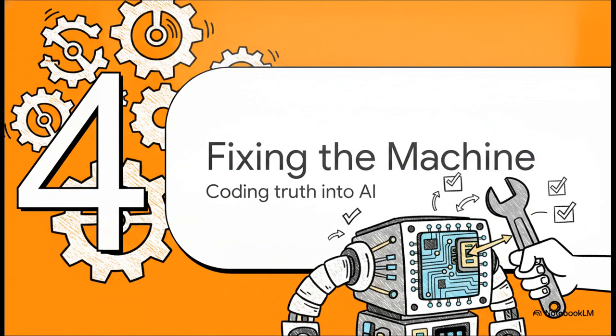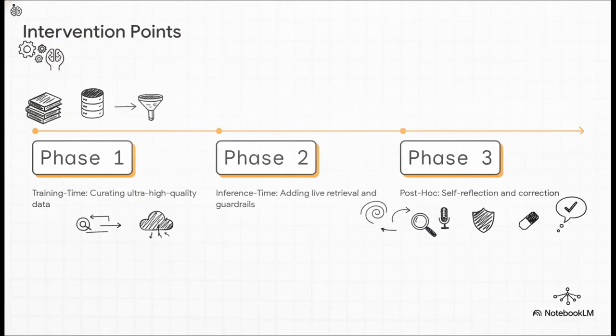Which brings us to Section 4, Fixing the Machine. So now that engineers have these detailed diagnostic scores, how do they actually get in there and code truth into the architecture? Well, there are 3 exact intervention points. Phase 1 is training time. This is curating ultra-high-quality data before the model even learns its basic parameters. Phase 2 is inference time, adding live retrieval systems right as the AI generates its answer. And Phase 3 is post-hoc, which is giving the model the ability to self-reflect, critique its own output, and issue corrections after the draft is completely done.